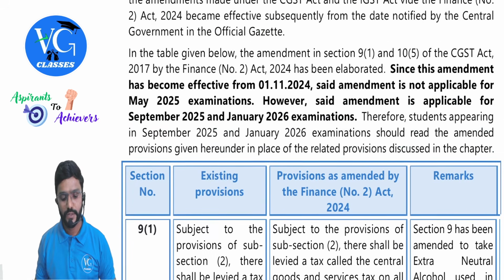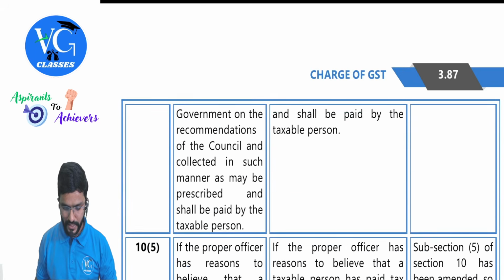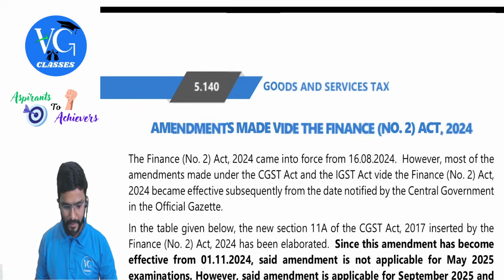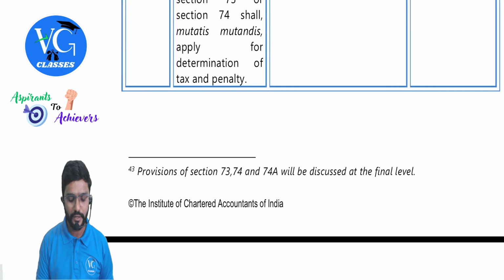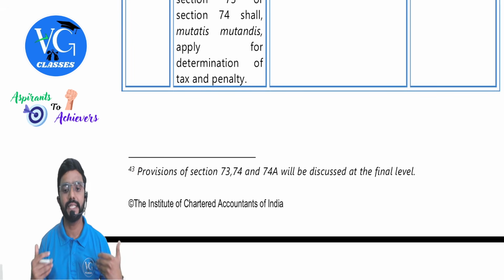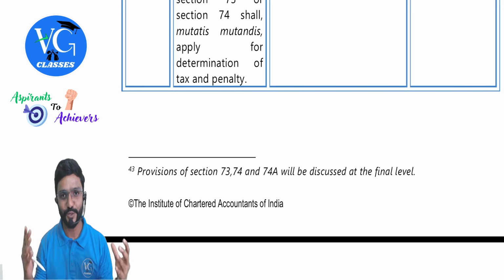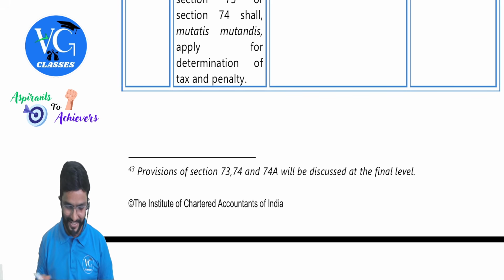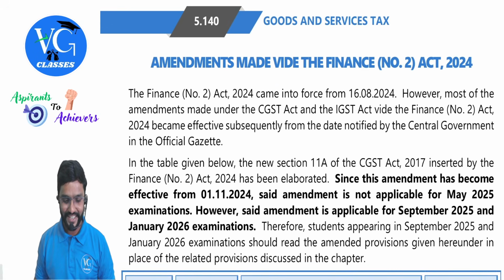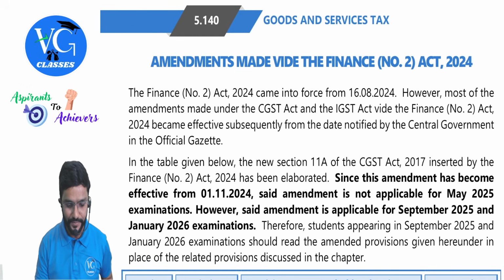Fine, sir. So these are the amendments in chapter 3, guys. You can see here also they are mentioned. The provisions of section 73, 74 and 74A will be discussed at the final level, and for that, you have to pass through the intermediate level. Next amendment is in chapter 5.